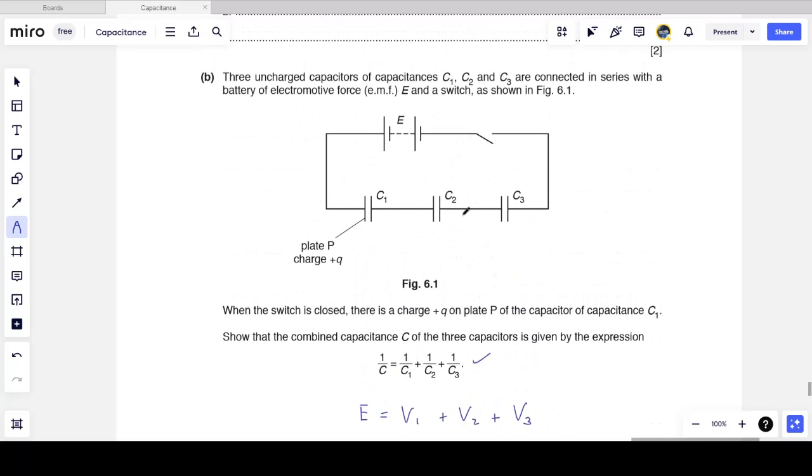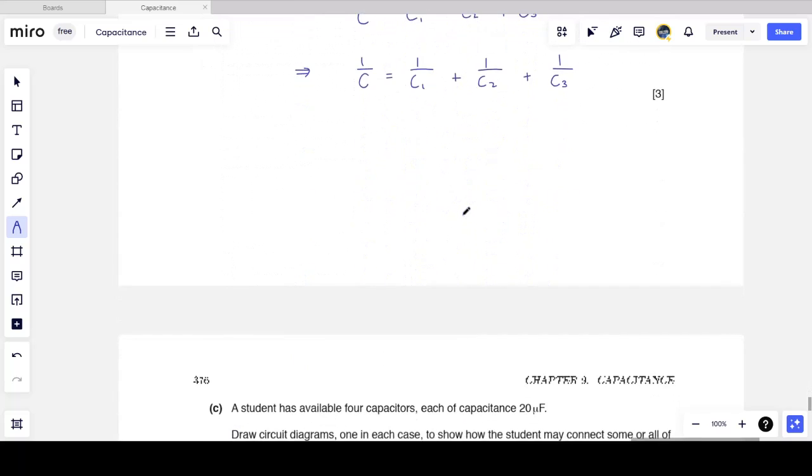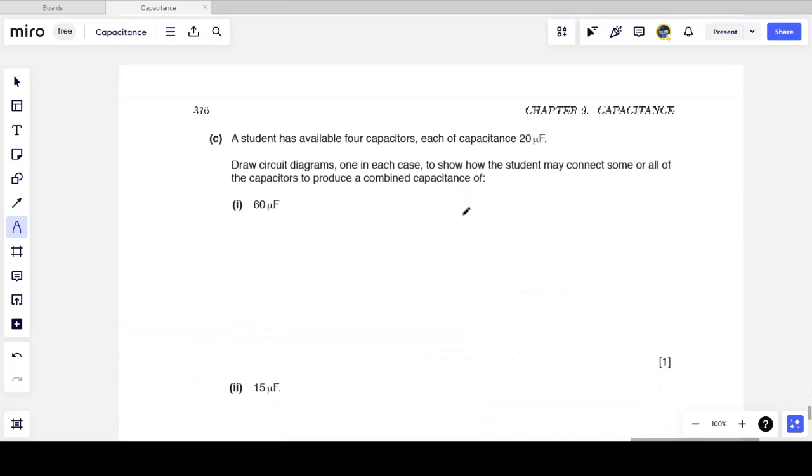So remember, when we have capacitors in series, whatever charge one capacitor gets, all the capacitors get. Charge is not splitting, it's not branching off anywhere, so it has to be the same charge through each capacitor. And so that's the basic idea we can use to derive that expression. And you may have done this whilst you were studying the concepts of the topic.